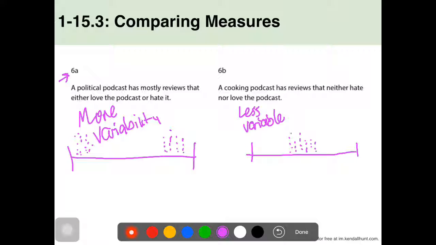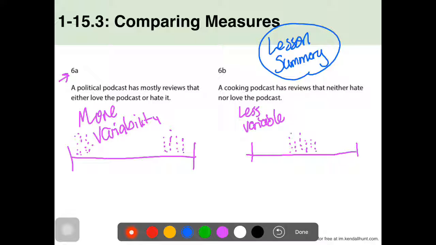Okay, so that's it for lesson 15. You are going to be doing the practice problems today, and we'll be checking all those tomorrow, answering any questions you have. Do your best on them, and again, that lesson summary at the end of this lesson has a lot of examples and information that can help you out. So good luck. If you have any questions, feel free to send me an email, and I will see you tomorrow.